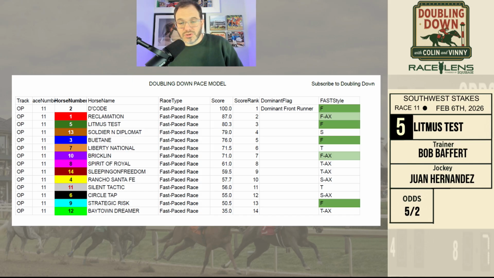The pace model puts the 2 Decode on top, the 1 Reclamation second, the 5 Litmus Test third, and the 13 Soldier and Diplomat in fourth.